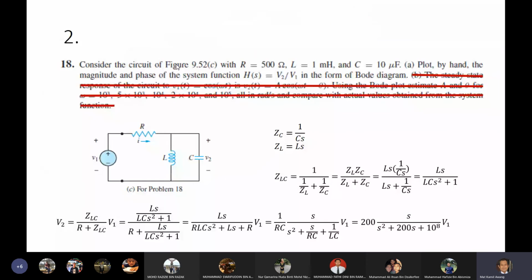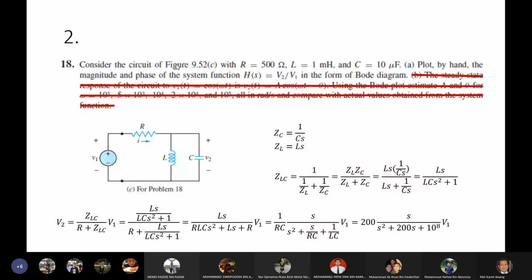Next question. This one, basically the rest, the part B, I take out. So you just do the part A. Consider the circuit of figure 9.52C with R equal to 500 ohms, L equal to 1 megahertz, and C equal to 10 microfarad. Plot by hand the magnitude and phase of the system function H of s equal to V2 over V1.